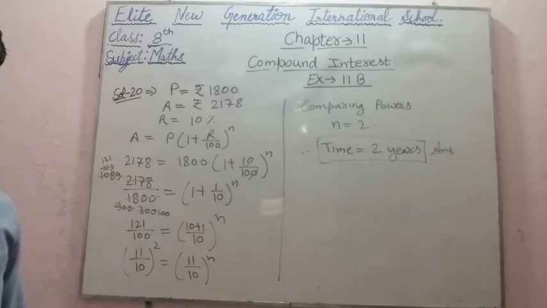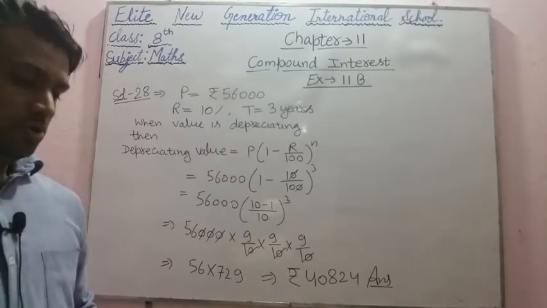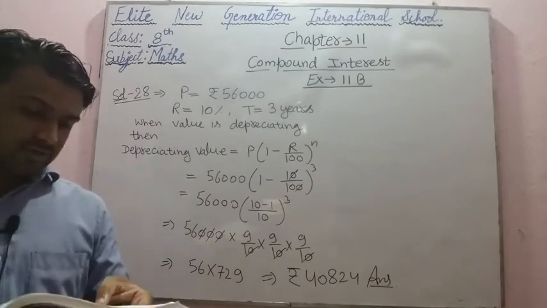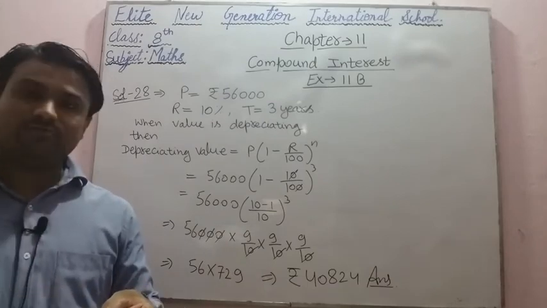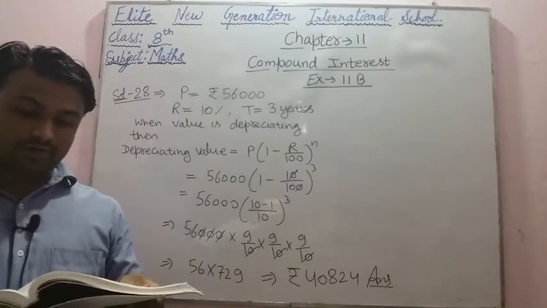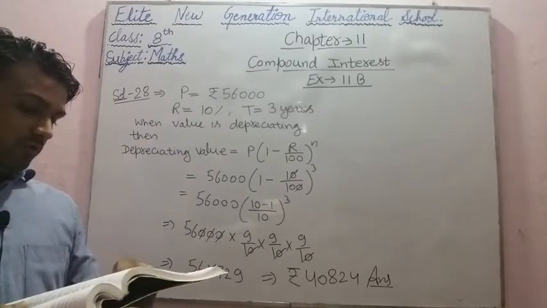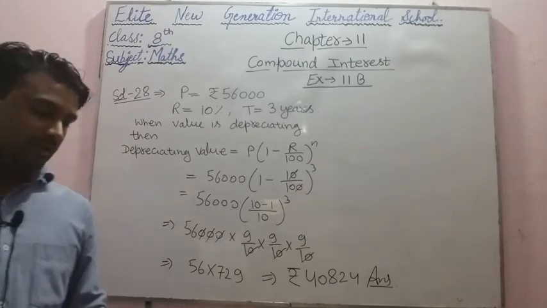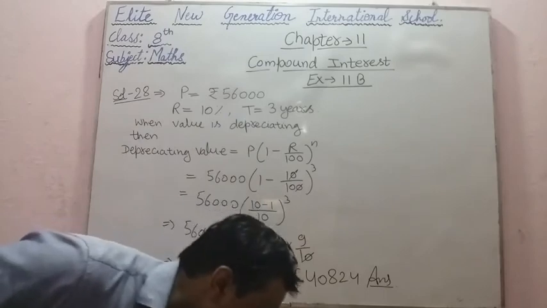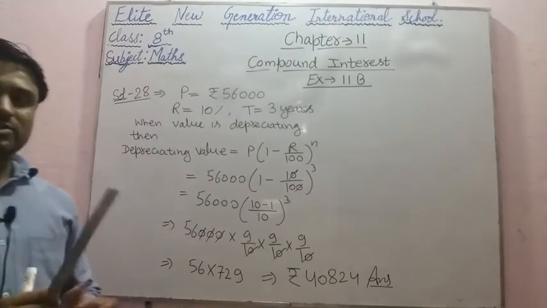Now after this, see the next question. So after this, see question number 28. In question number 28, we have given: a scooter is bought at rupees 56,000. Its value depreciates at the rate of 10% per annum. What will be its value after 3 years? So here we have to find the depreciating value. Depreciating value means the value which is decreasing.